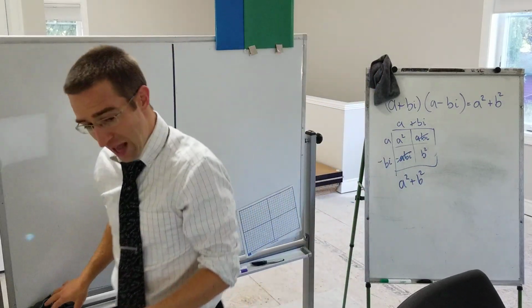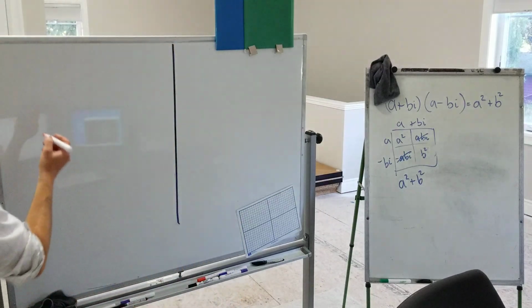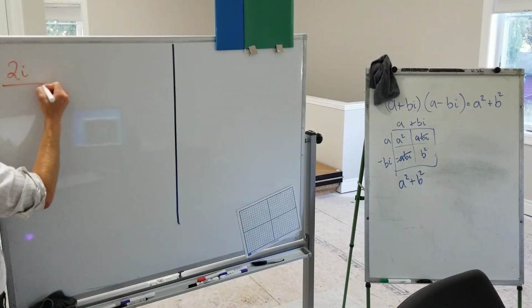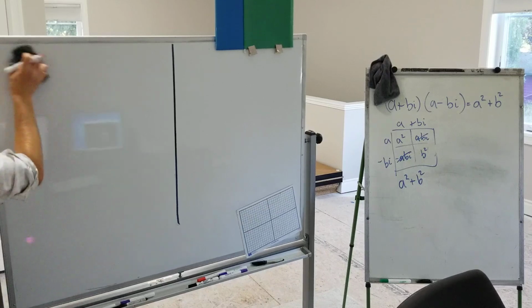All right, we're going to add a couple quotients here. We've got 2i over, let's actually do this.